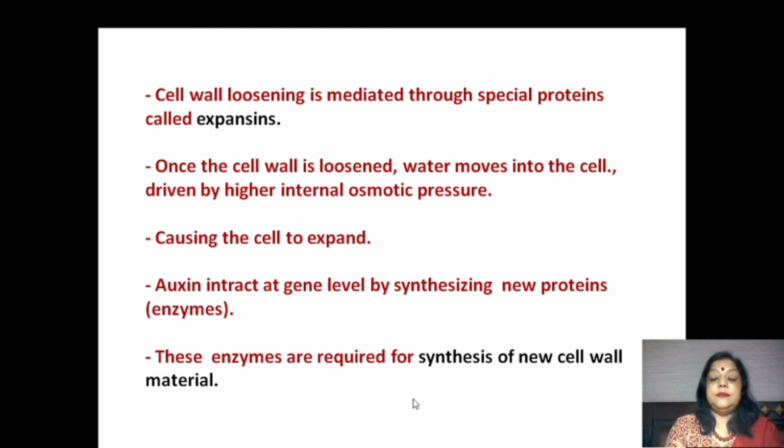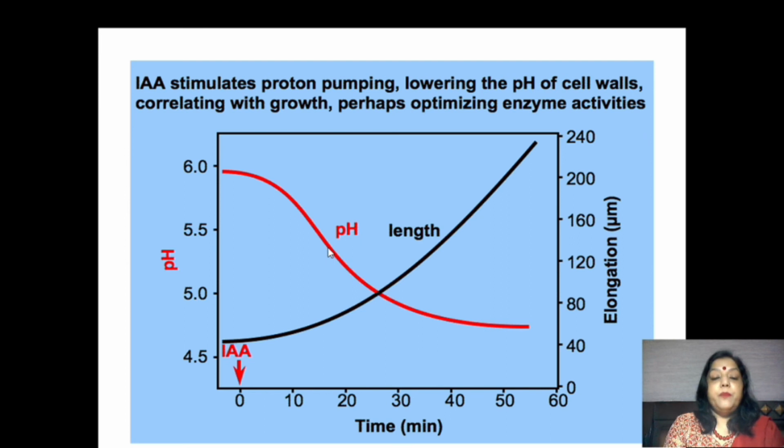By this graph, we can understand how indole acetic acid, or auxin, stimulates the proton pump, due to which expansins become activated and cell elongation takes place, which ultimately results in the growth of the plant. This is how auxin plays its role in cell elongation or growth of the plant.